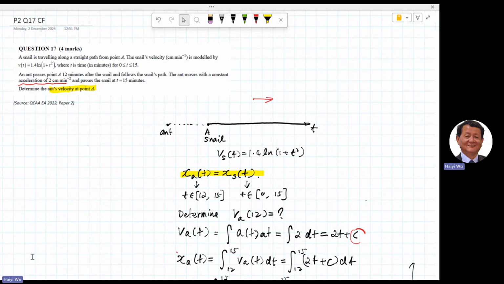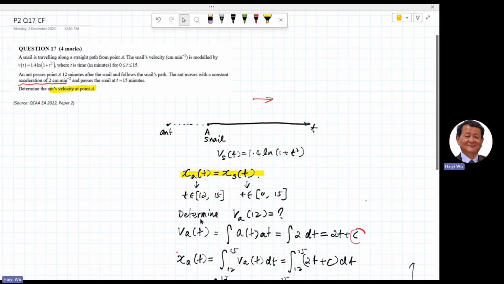Let's go through question 17 for the QCAA external assessment 2022, paper 2, question 17. This question is complex, unfamiliar, and also uses technology, so I'm going to show you how to solve it.